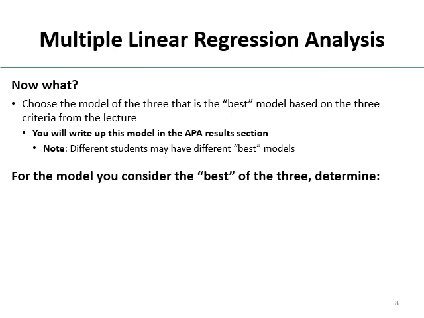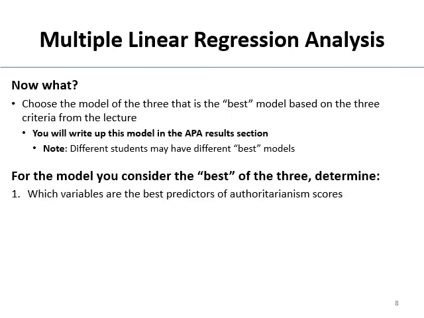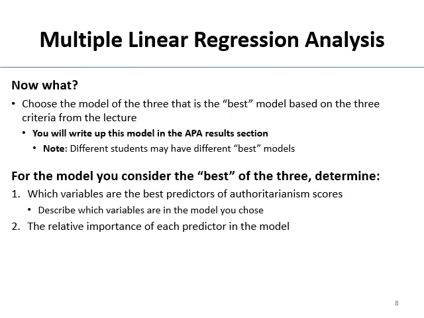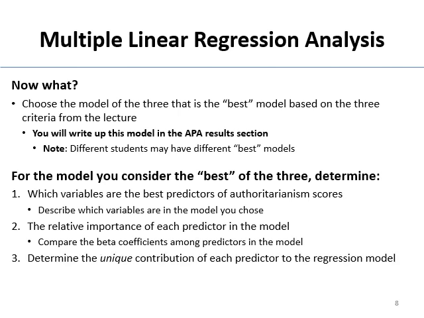So for the model that you consider the best of the 3, tell me which variables are the best predictors of authoritarianism. You can use betas, or you can use squared semi-partial correlations for that. I want you to describe which variables are in the model that you use in your APA write-up. Tell me the relative importance of each predictor. And again, 2 ways to do that. You can compare the beta coefficients, and the one with the biggest beta, absolute value, is most important. The one with the next biggest beta is next most important, etc.